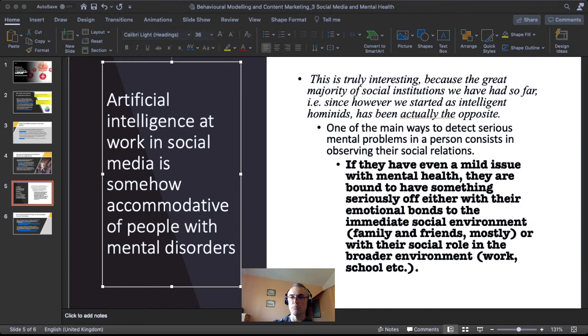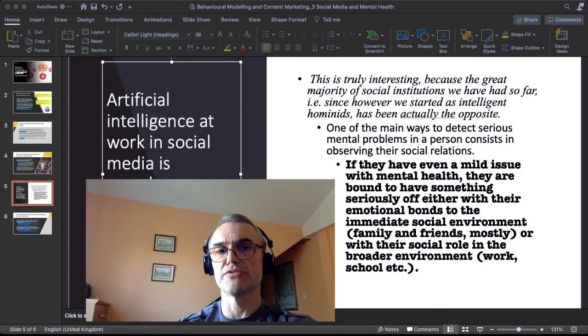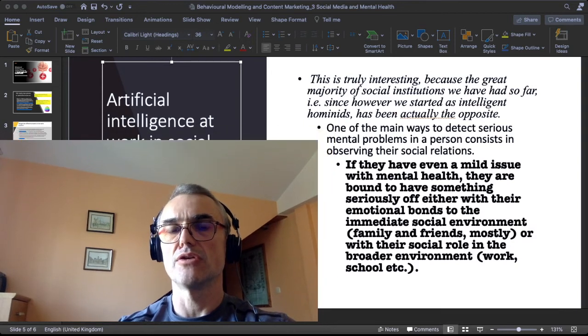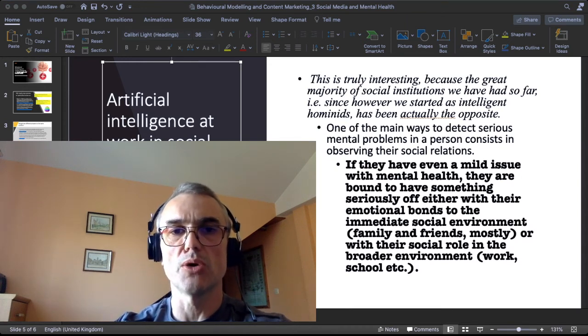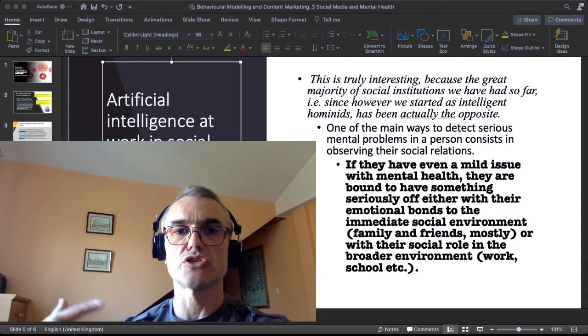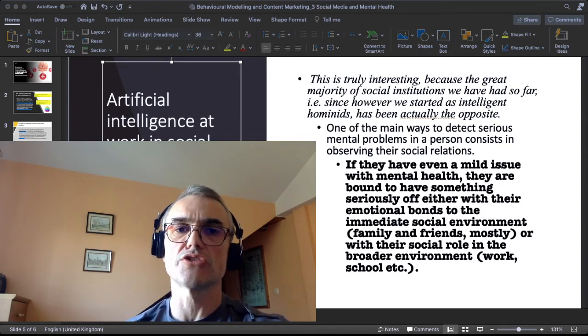because practically most of the social institutions that we humans have historically formed are rather exclusive towards people with mental disorders. It is like a staple thing in psychiatry. If a psychiatrist wants to know if a person is mentally healthy or mentally deranged, the first thing that a psychiatrist checks are the social relations of a person. This is important to know, especially in terms of behavioral observation, that a person's relations with their immediate social environment, so their emotional bonds with their family and friends on the one hand, and their social role in the broader social environment, these social connections are informative about mental health.